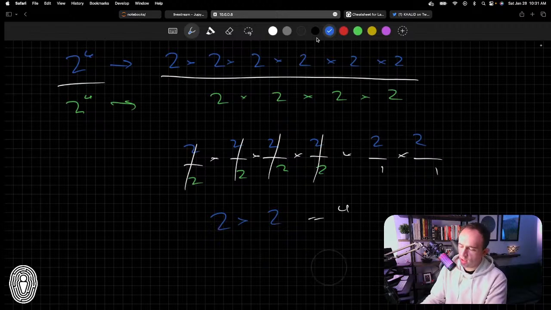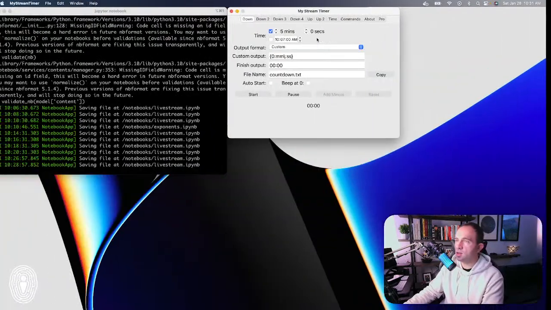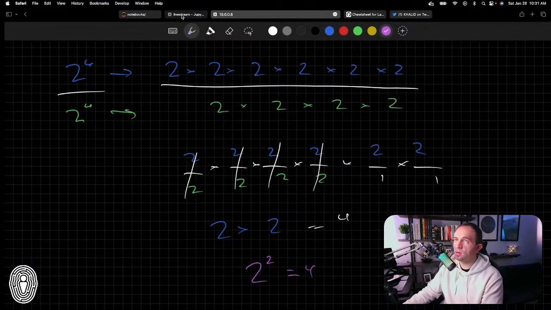So 2 squared equals 4. Now, let's come back and look here. So we have a 6 and a 4. Now you can start to see, and this is going to be very similar to how we executed this LaTeX over here.